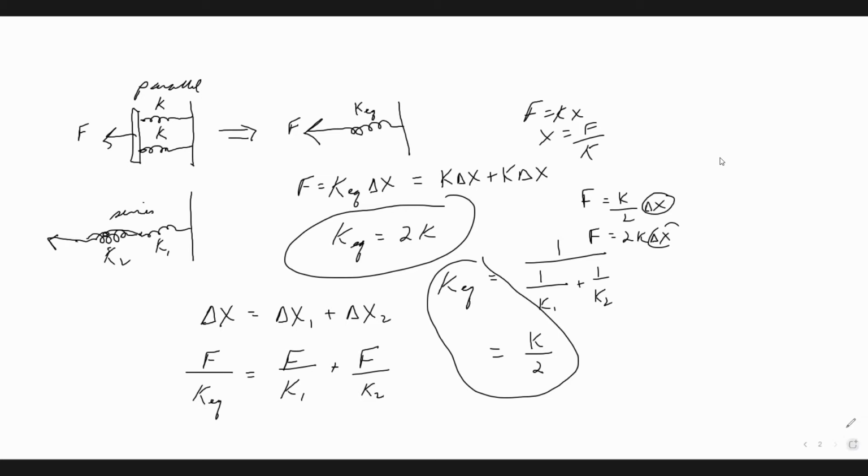What had to be equal for it to go from F over K1 to being K over 2? K1 and K2. If K1 and K2 are equal, then from this expression it's just K over 2. Oh, okay. Other questions?